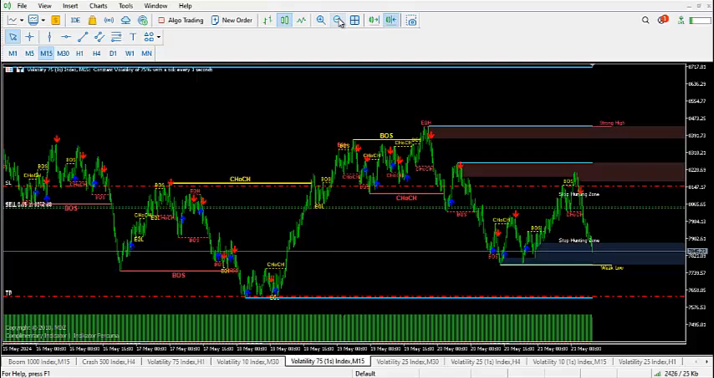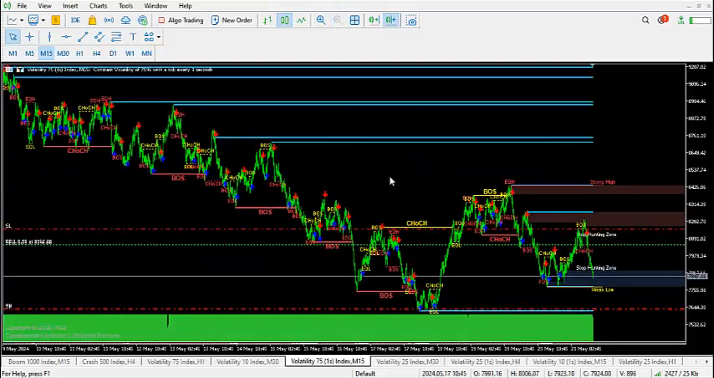How do we generate the signal? Very simple, using the SMC tactics. You can see that price is continuing to form a lower low, lower low, and lower low, lower low here, telling us that this is a bearish market.